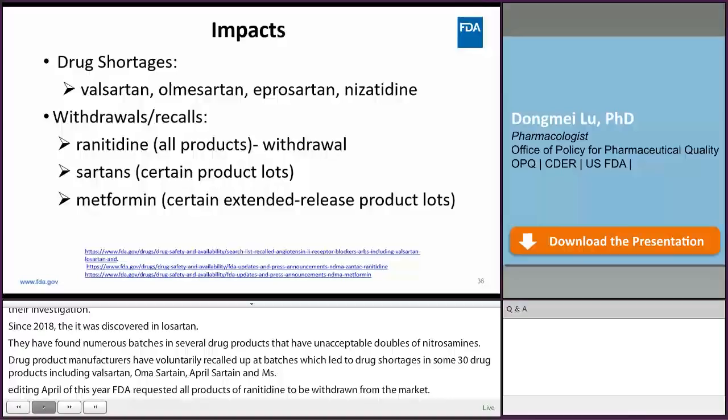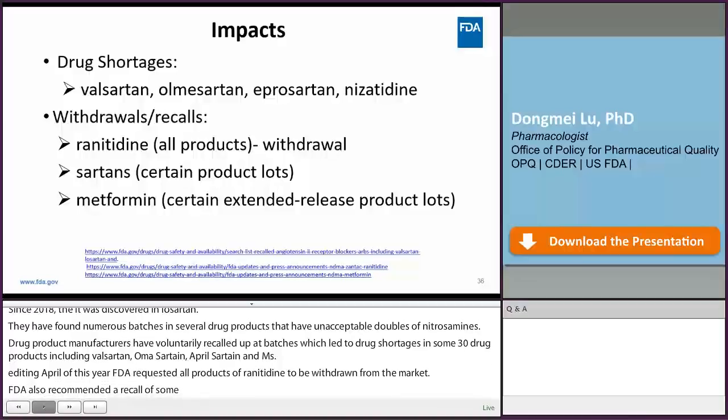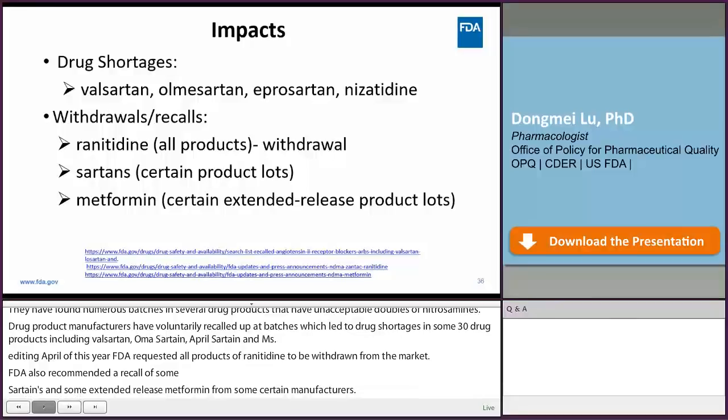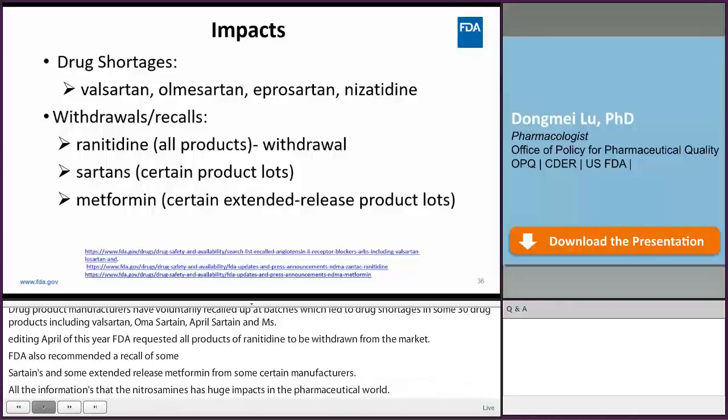All this information is telling us that the nitrosamine issue has a huge impact in the pharmaceutical world. Some drug supplies are interrupted, and consequently, the patients who depend on these products suffer from drug shortages.